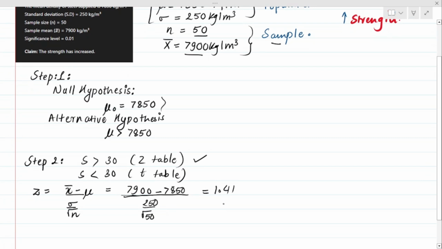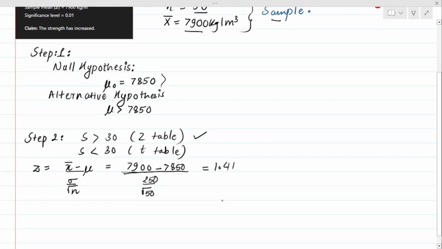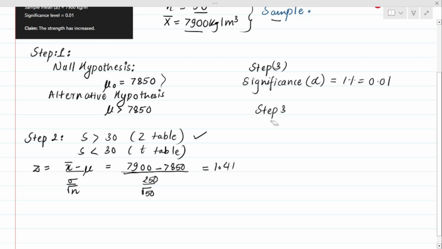Now when you obtain the value of Z, the next thing you need to do is calculate the significance level. The significance level, that's alpha, is given as 1%, which is equal to 0.01. That is step 3, and now step 4.